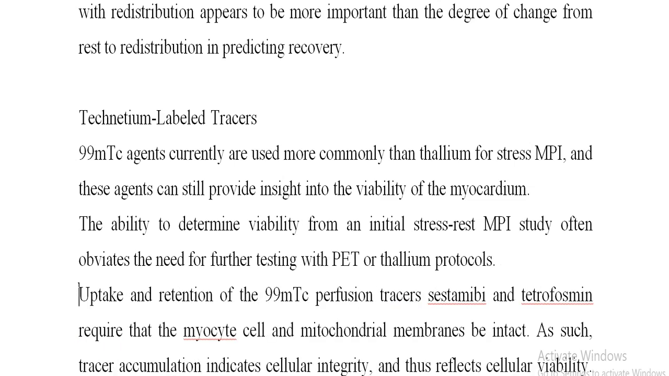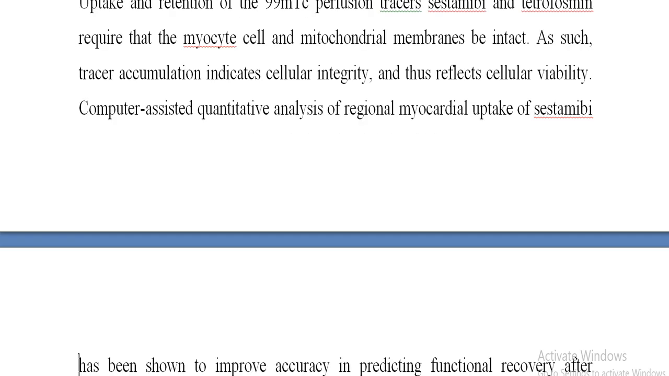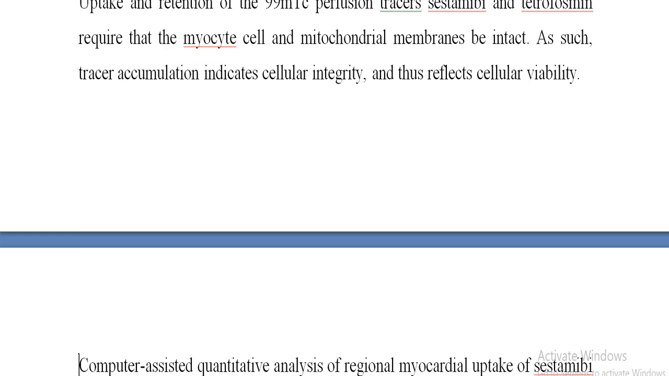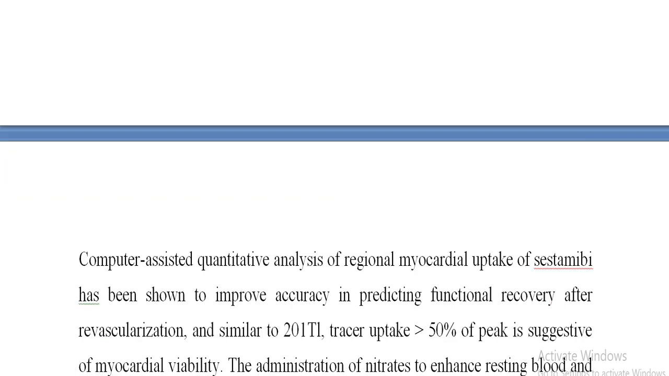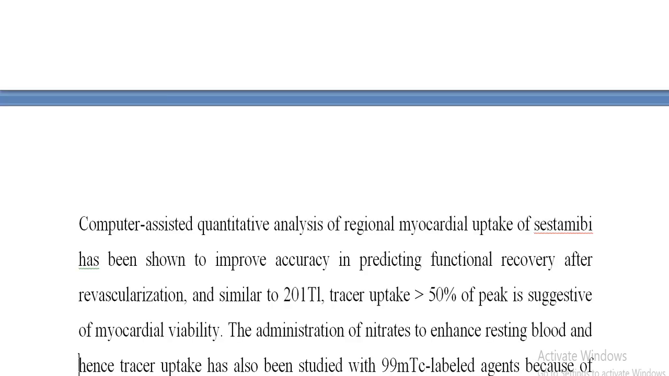Uptake and retention of the 99mTc perfusion tracers sestamibi and tetrofosmin require that the myocyte cell and mitochondrial membranes be intact. As such, tracer accumulation indicates cellular integrity, and thus reflects cellular viability. Computer-assisted quantitative analysis of regional myocardial uptake of sestamibi has been shown to improve accuracy in predicting functional recovery after revascularization, and similar to 201Tl, tracer uptake greater than 50% of peak is suggestive of myocardial viability.